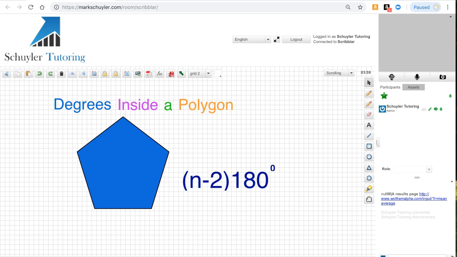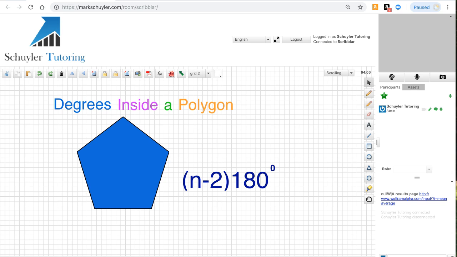Hey guys, here is the first formula that I often teach to my students. The SAT leaves out about 24 formulas, two dozen formulas that you need that they don't provide at the beginning of every math section. So this is, as far as I'm concerned, the first formula, the one we need to learn right away. I call it the degrees inside a polygon formula.